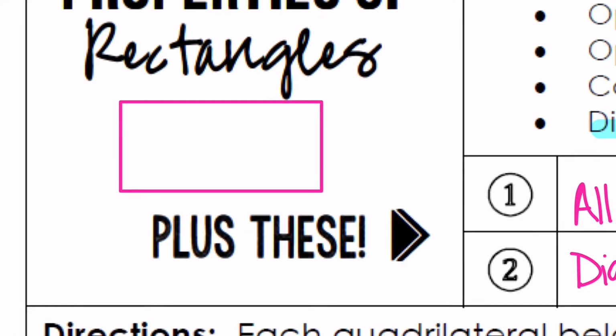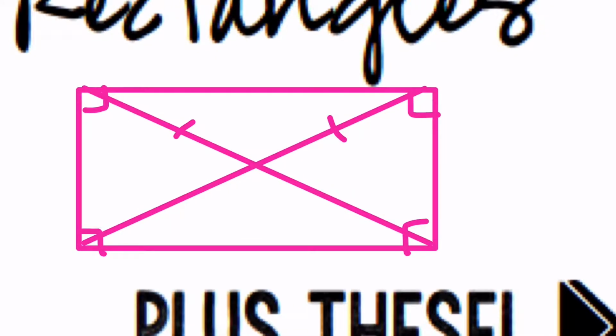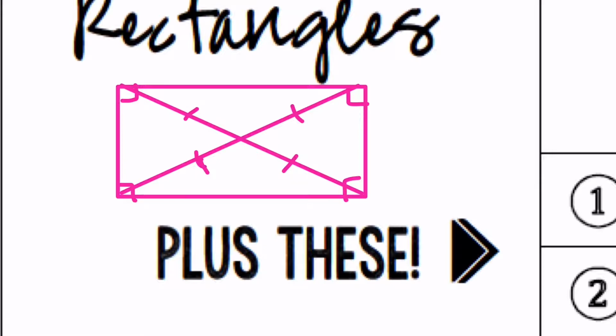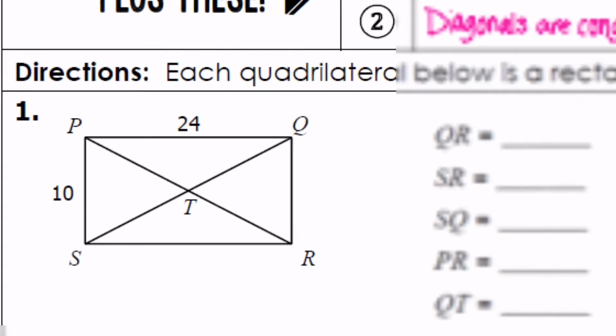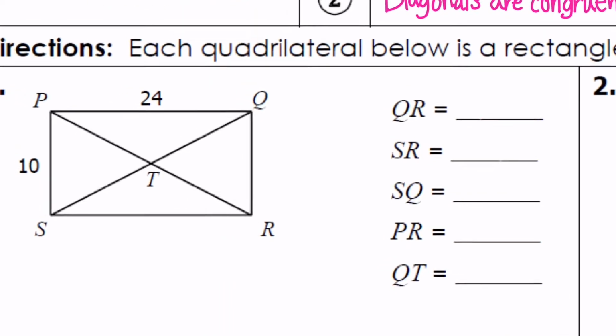So my 2 new rules that apply are, that was a terrible diagonal. Not good enough. So my 2 new rules are saying these 4 angles are right angles, and that all of these are congruent because my diagonals are congruent. So let's use these and let's find the missing measures on these rectangles.